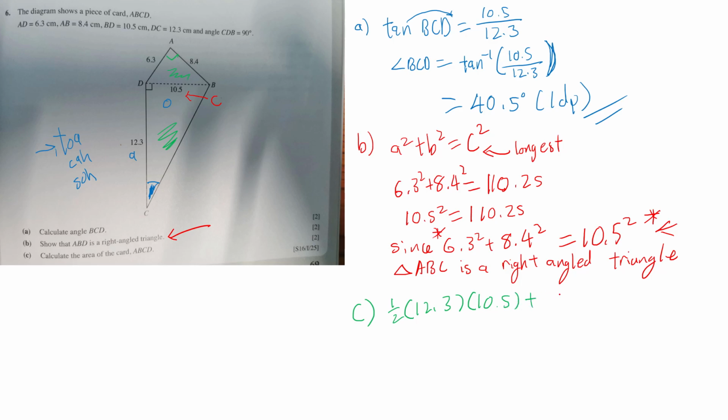plus half times 6.3 times 8.4. Alright, and my answer will be 91.035. I would assume it's cm square. Yep, and this will be my answer. And just take note, I did not write to how many significant figures because this one is an exact answer. Alright, this will be all.